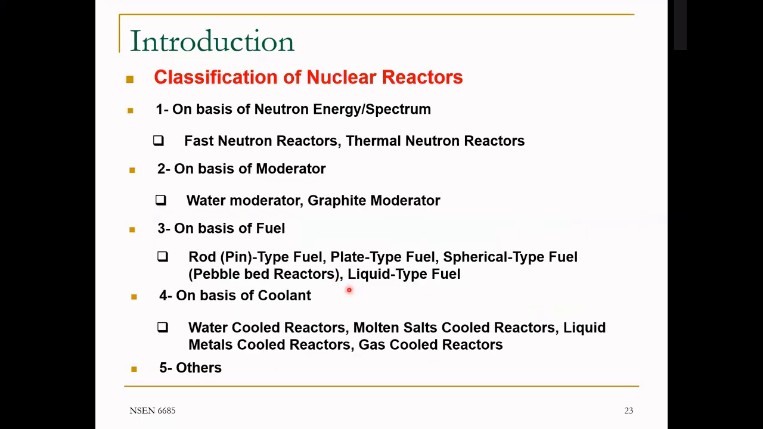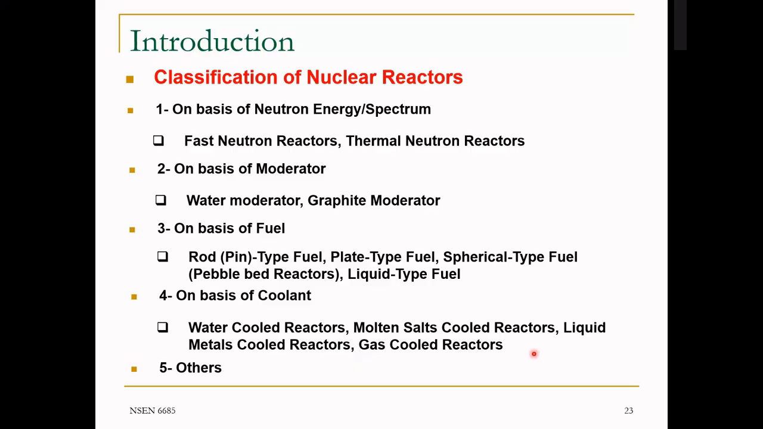But looking at the coolant, some of these reactors are using water. That's what we call the light water reactors, right? That's one of them. Some are using molten salt, so we call them molten salt cooled reactors. Could be fluoride salt, could be chloride salt, different types. There are designs using liquid metals, sodium, lead, lead bismuth, and so on, so we call them liquid metal cooled reactors. And some of these reactors are designed to be cooled by gases like helium, and we call that a gas cooled reactor.